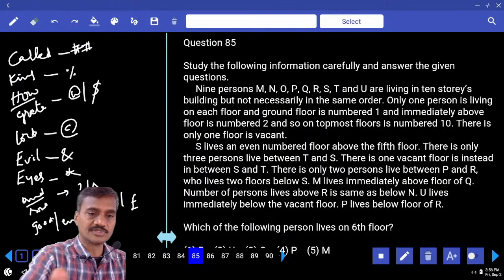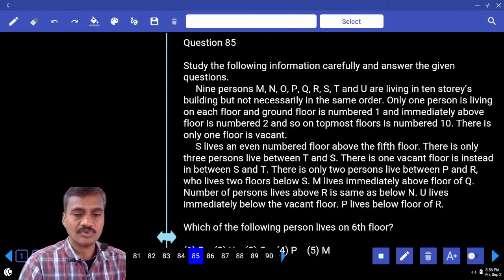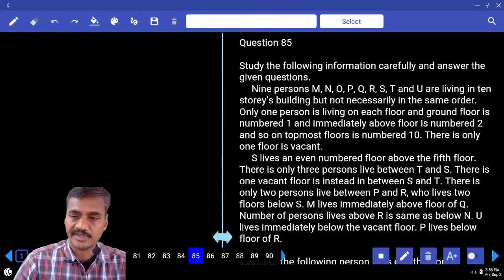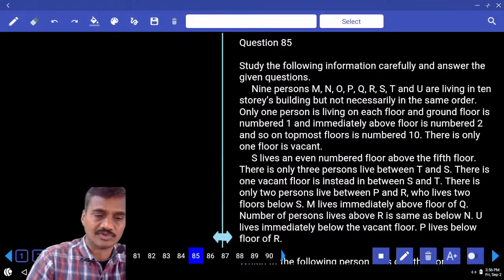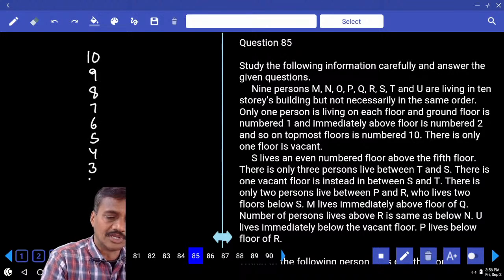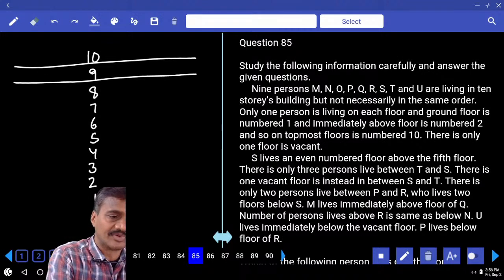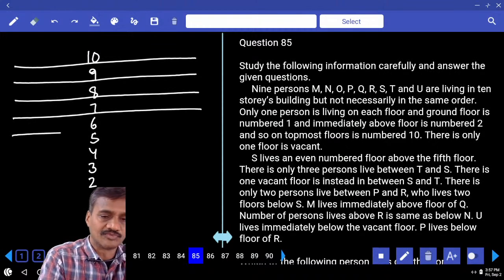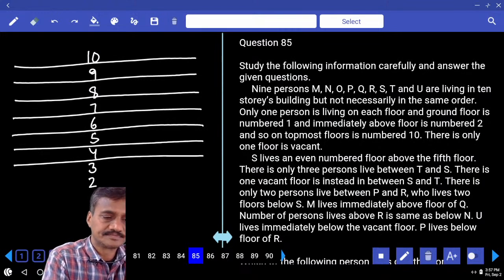Then 85 onwards. Now it is based on floor arrangement. And how many persons are there? 9 persons. And they are living in 10 different floors. Clear? How many floors we have? 10, 9, 8, 7, 6, 5, 4, 3, 2, 1. So altogether there are 10 floors, and only 9 persons are staying on these 10 different floors, and one of the floors is a vacant floor. Vacant floor.